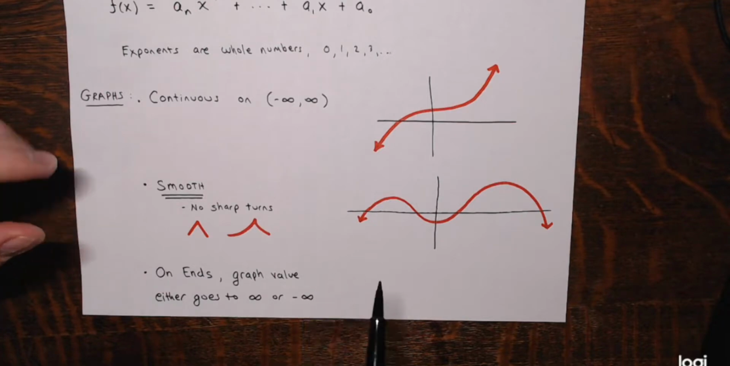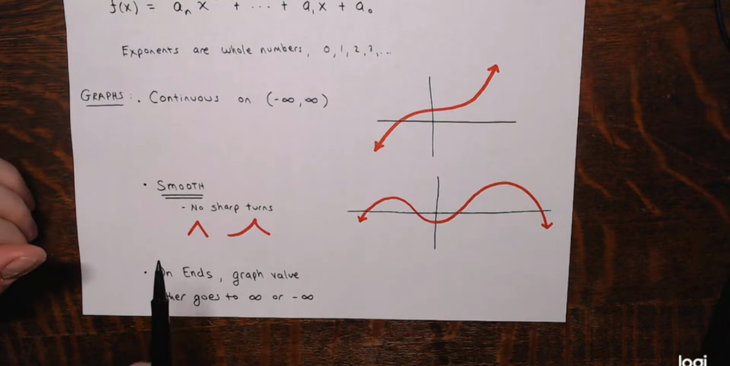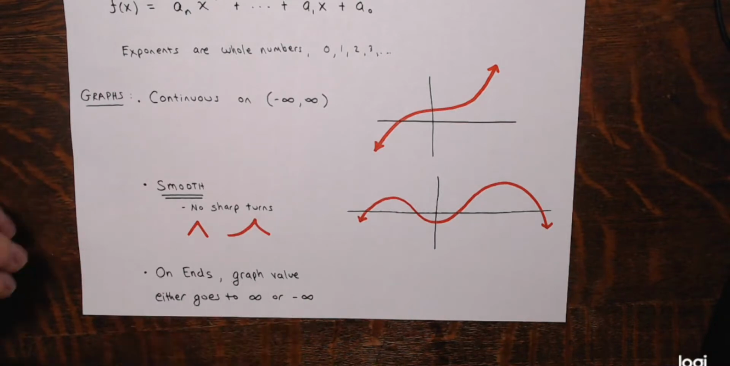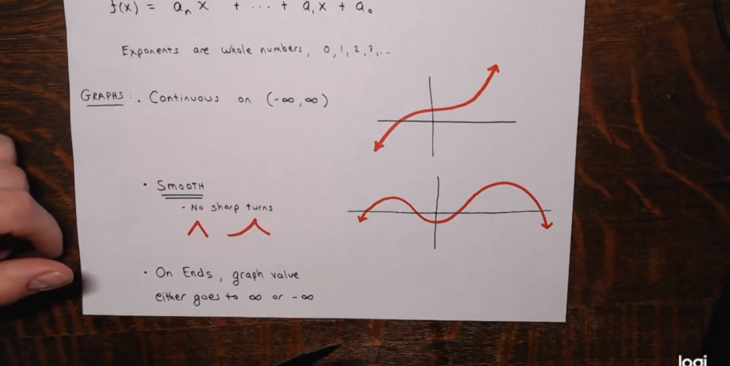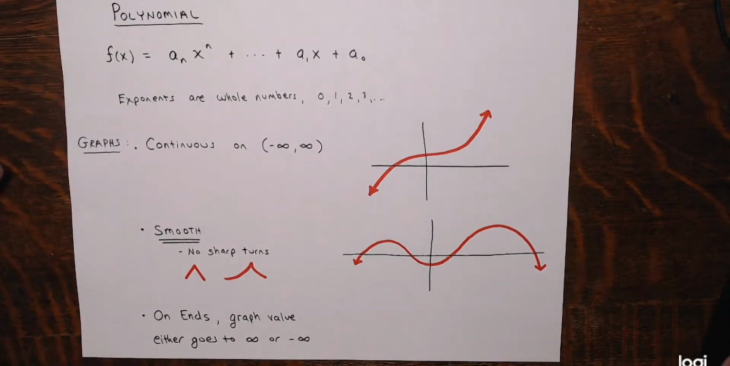Okay, so no asymptotes, no sharp turns, no holes, no breaks. Very smooth, continuous, and then going either up forever or down forever on the ends. Right? Those are the graphs. Graphs like that are graphs of polynomial functions.